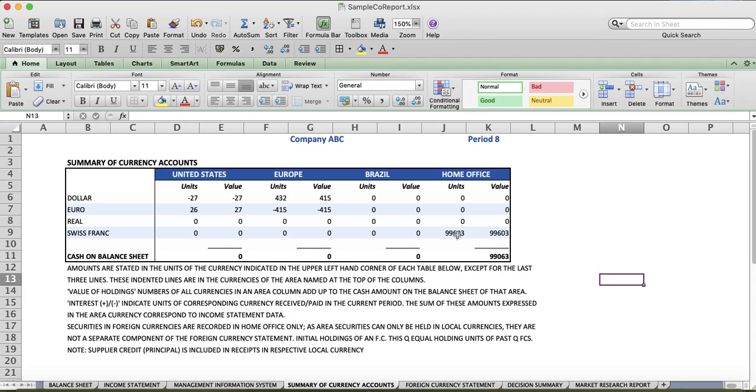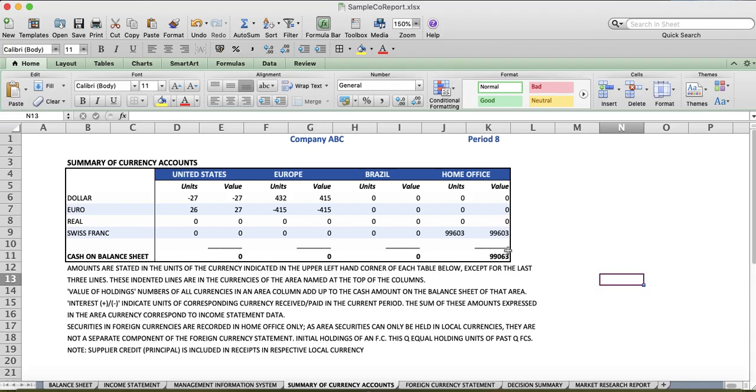In the home office, it's a little bit simpler. They have a little positive holding of 99,000. And this is what constitutes your home office payment. It is always positive. It cannot go beyond 20,000. If it does, it will trigger a supplier credit in the home office.